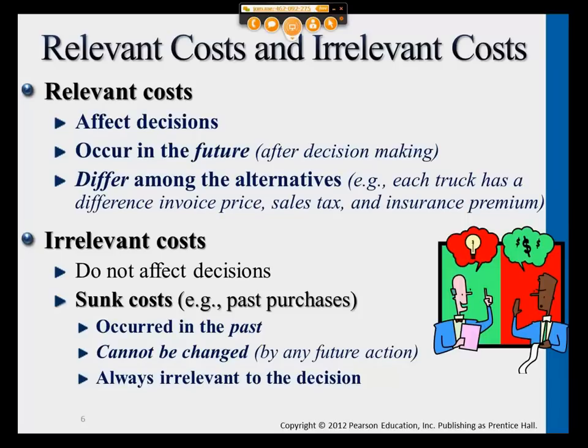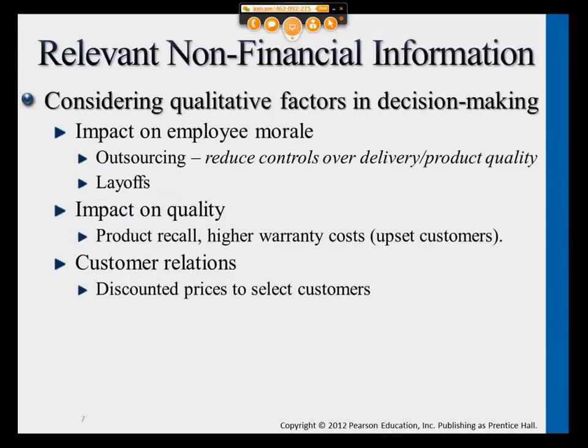The other point why it's also irrelevant, not only because we can go with another vendor or something like that, but also because the current business situation might be very different from the one that caused the past decision. So we do not apply whatever we had for the past selection, for example, of the vendor, to what we're doing right now. Okay, so that brings us to the relevant non-financial information.